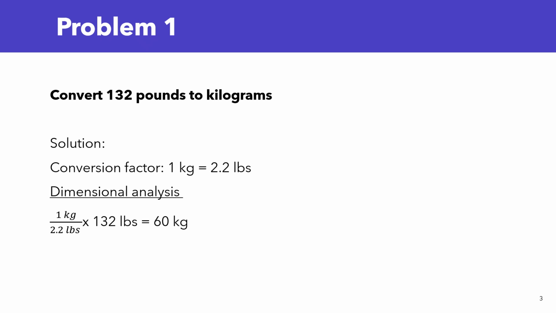There's several ways of doing this. But with dimensional analysis, we'll have 1 kilogram over 2.2 pounds times 132 pounds. So the pounds cancel out. So we have 132 divided by 2.2, and that's 60 kilogram.